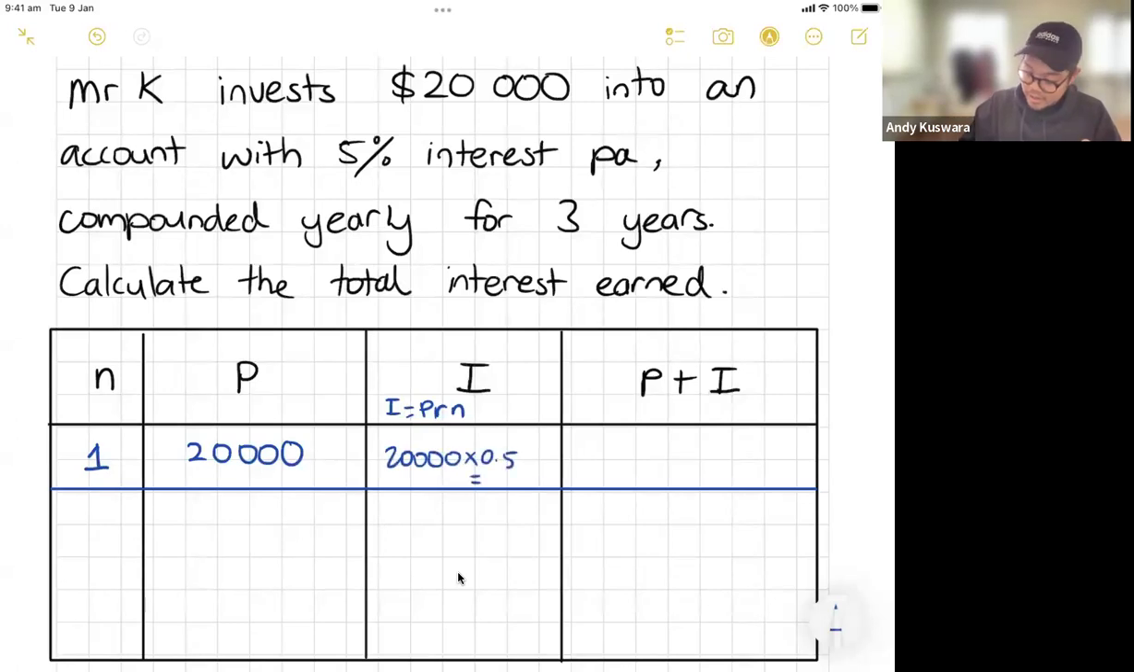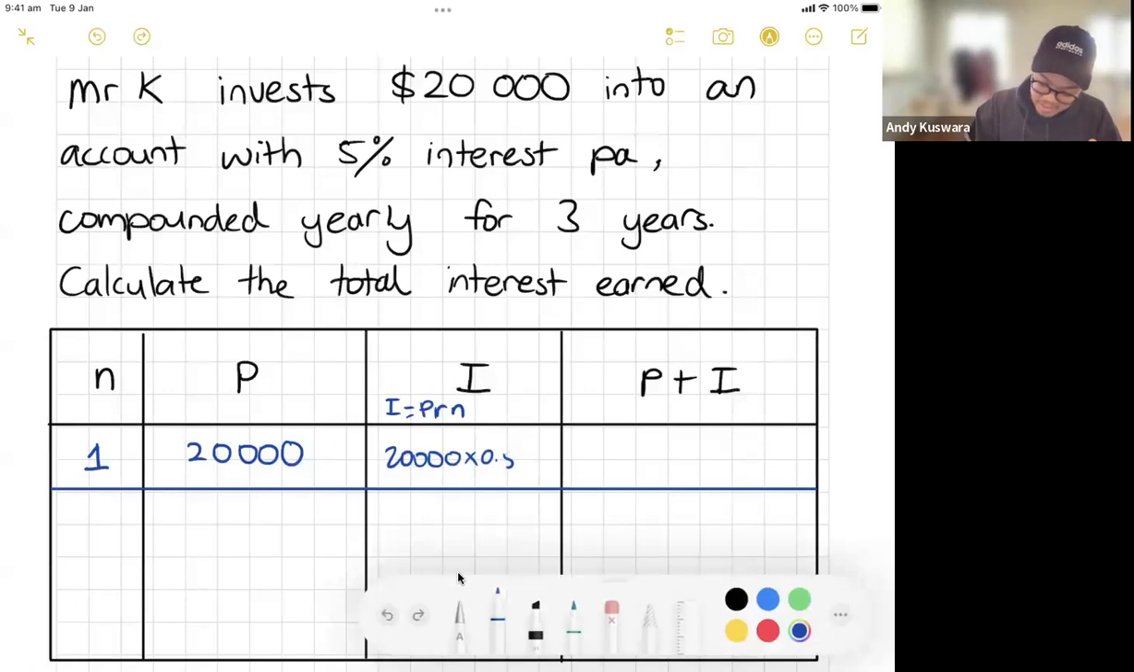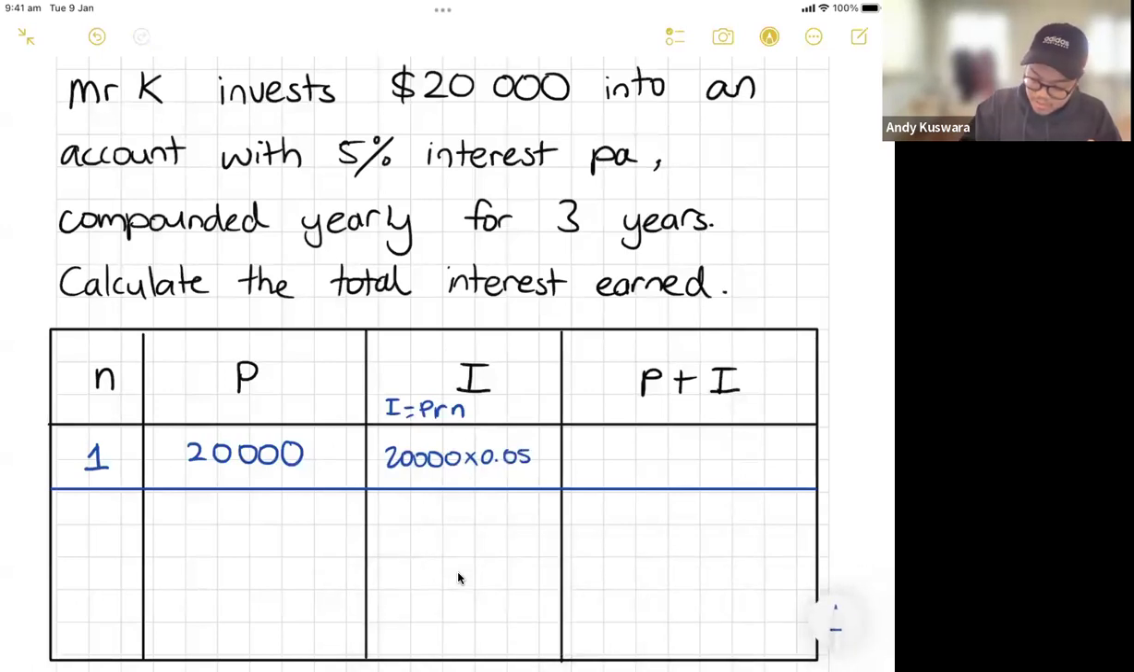So for this one, I'm just going to go 20,000 times 0.05, because that's 5%. And that's going to give me $1,000. Now for all you math nerds out there saying that I should have been able to do that without a calculator, you're 100% correct. Now, here's what happens. At the end of that first year, I now have a total of $21,000, because I've got my original 20,000, but then I've earned 1,000 during that year.